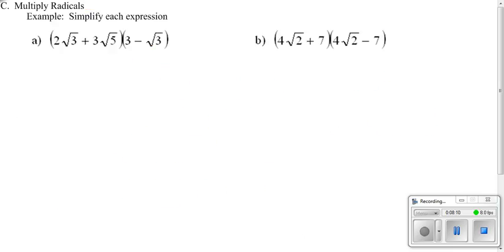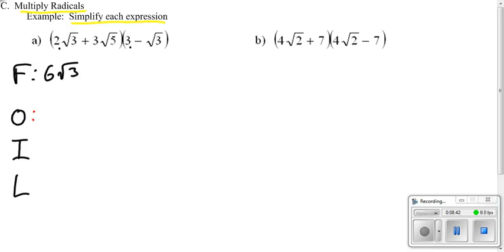When we multiply radicals, and again, remembering to simplify them as much as possible, we recognize that we are using binomials in these cases. And if we remember back to early problems, anytime we multiply binomials, we want to FOIL. So if we FOIL this first one, our first is going to be 2 square roots of 3 times 3, which leaves us with 6 square roots of 3.